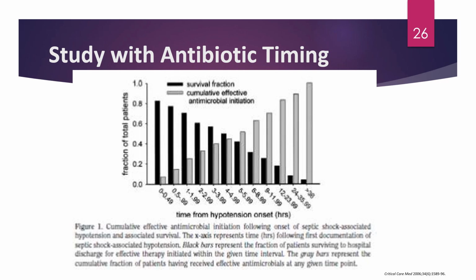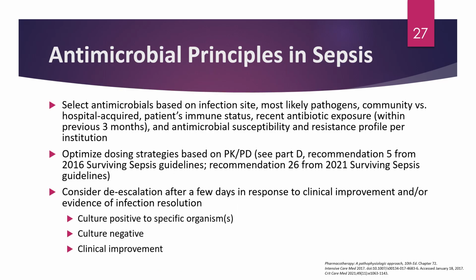So I still believe that it's best to give our antibiotics as quick as possible, even despite there being conflicting evidence out there. When we're choosing antimicrobials for treating patients in sepsis, we want to select them based on the infection site, what the most likely pathogens are related to that infection site, and whether the infection is considered to be community or hospital acquired, meaning hospital acquired infections are going to be infections that occur greater than or equal to 48 hours after hospital admission.